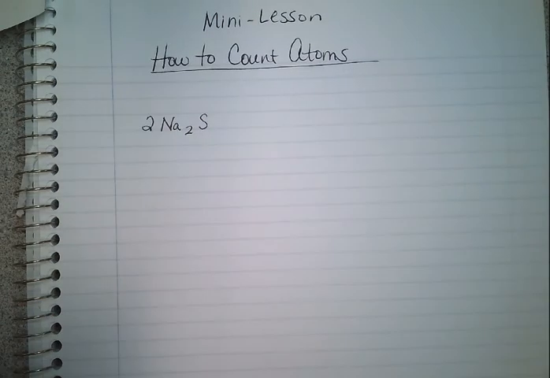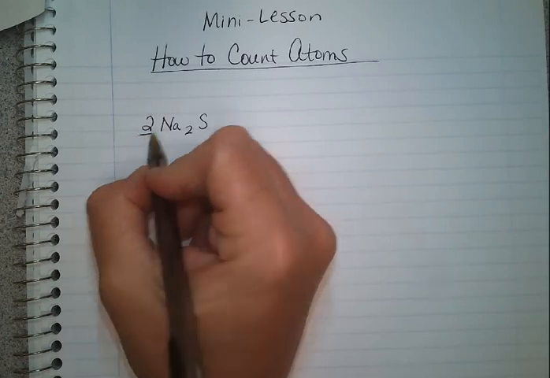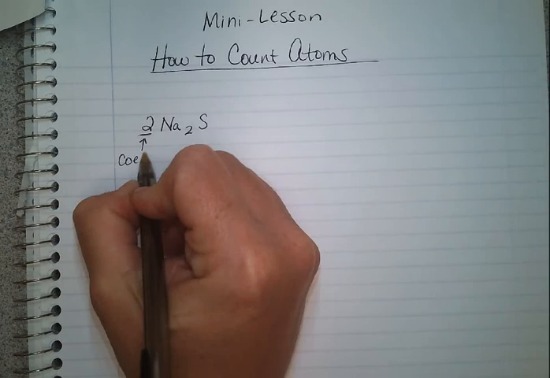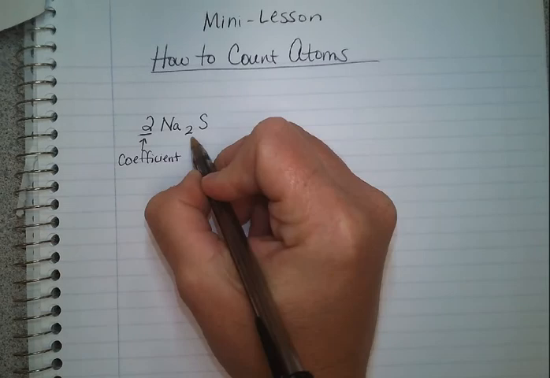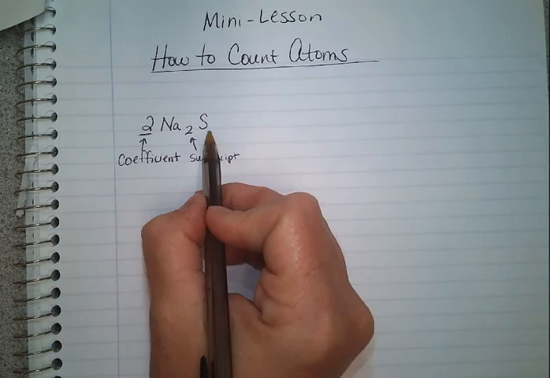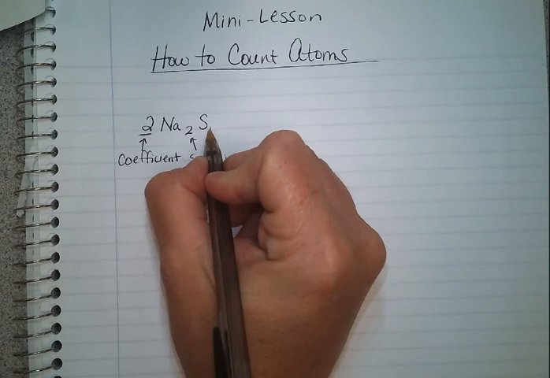So we have a couple things. We have this guy here. This is your coefficient. You have this guy here who is your subscript. And this guy here doesn't have a subscript. So you can see that we're going to pretend that this is 1, even though it doesn't have a 1 there. You're going to count that as 1.